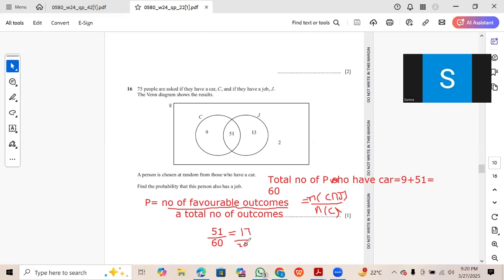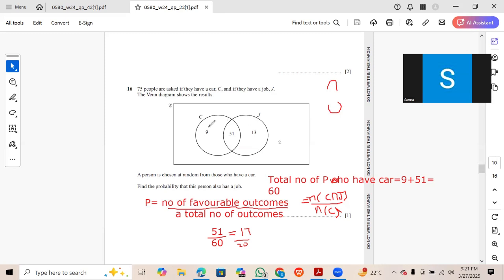51 is the intersection. And here if we write this, then tell me how we will take the union of C and J. Tell me which portion we will shade for the union of C and J. Union of C and J would be this part. Is this union or intersection? This is the symbol of intersection, meaning common. And union means all the part.